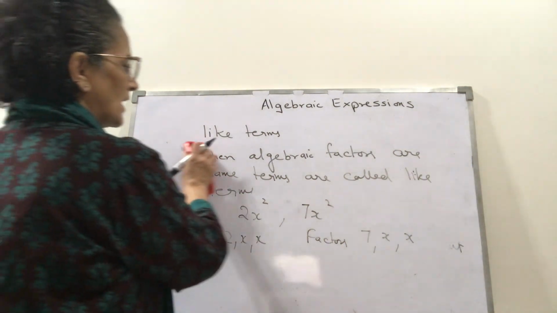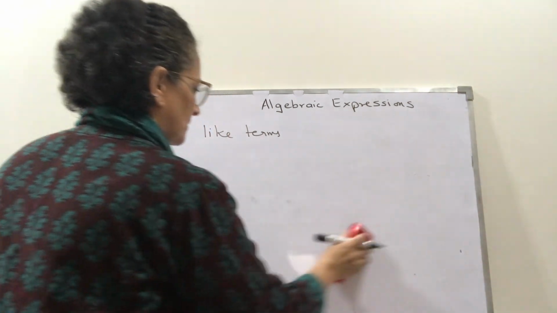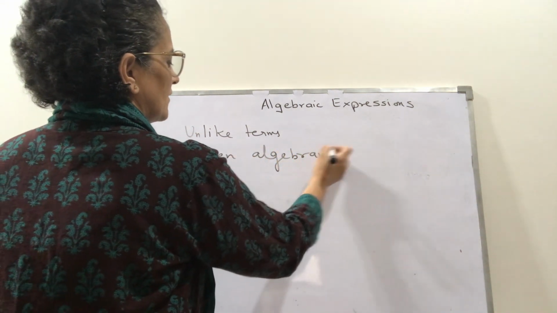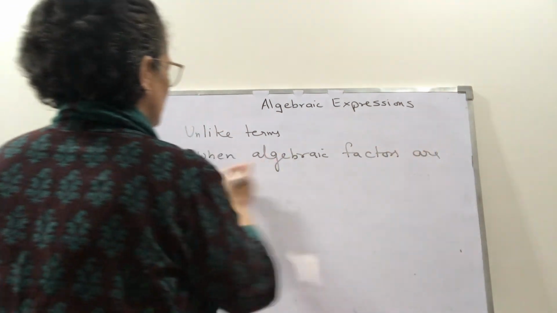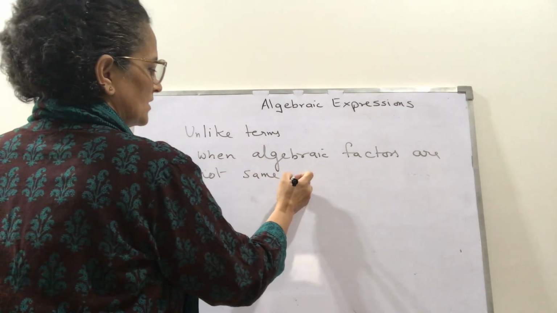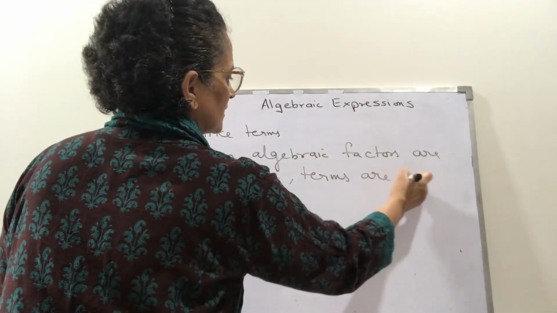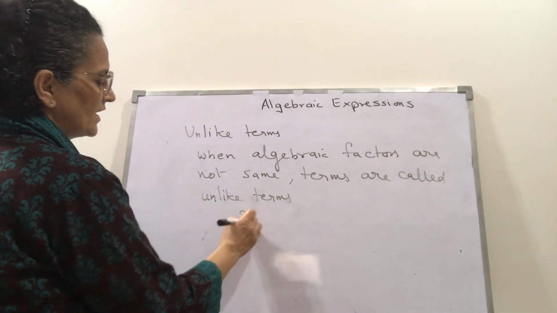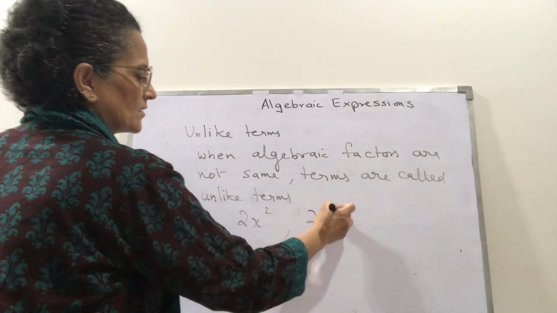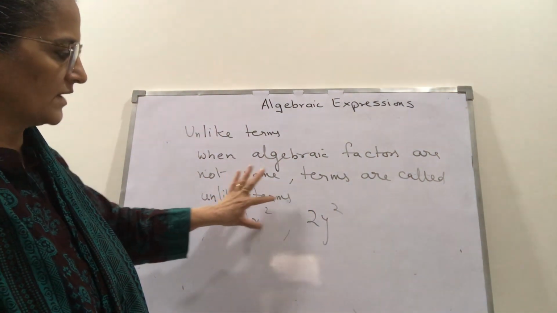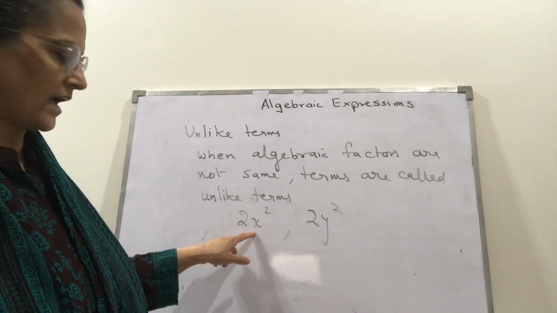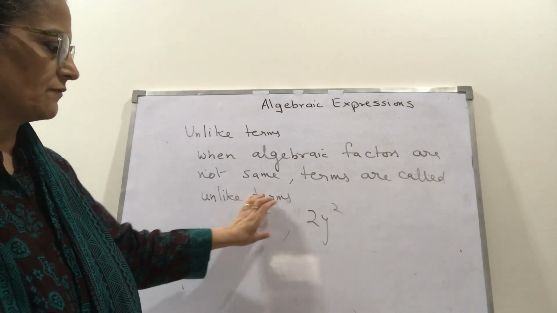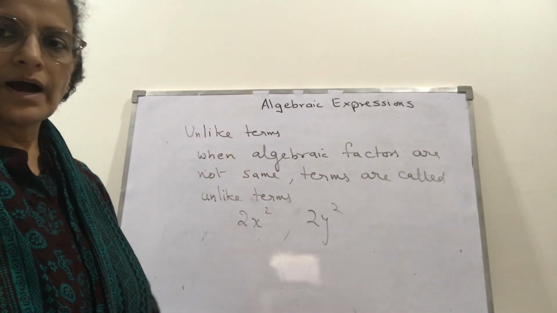So let's write now unlike terms. When algebraic factors are not same, terms are called unlike terms. So if I take 2x square and 2y square, what we have to look into? We have to look into the algebraic factors. Here my algebraic factors are x and x multiplied with x, y into y, so y and y. So they are different algebraic factors. So terms will be called unlike terms.